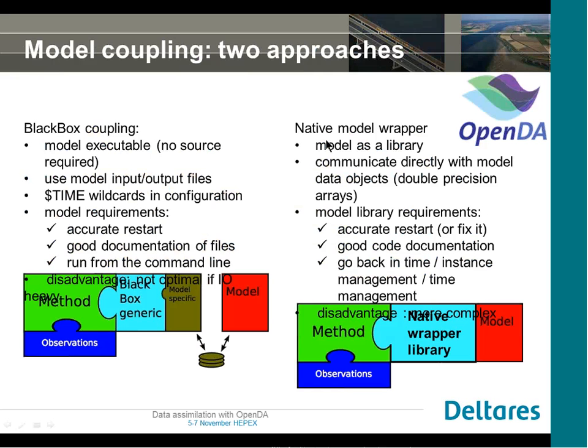And you also can develop a native model wrapper. So the model will act as a library. This is, of course, important. Computational time is a problem. Of course, this takes more time to develop. So normally people start with a black box coupling and maybe reconsider later to switch to a native model wrapper.